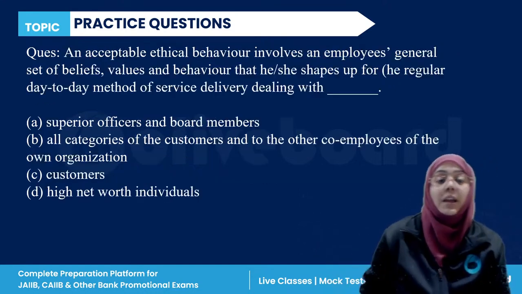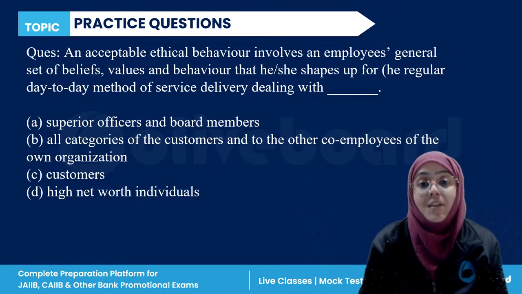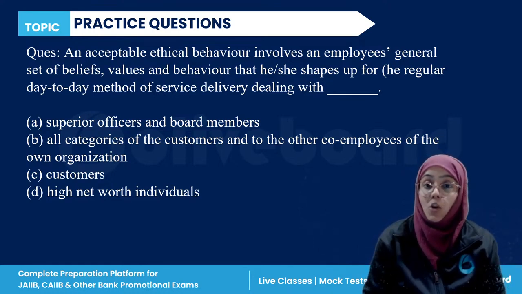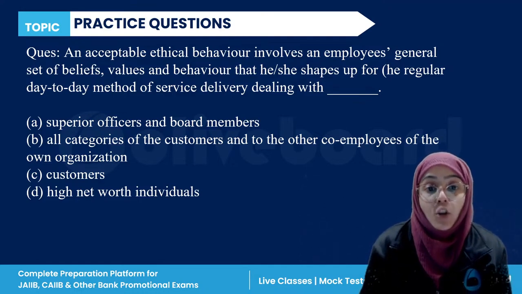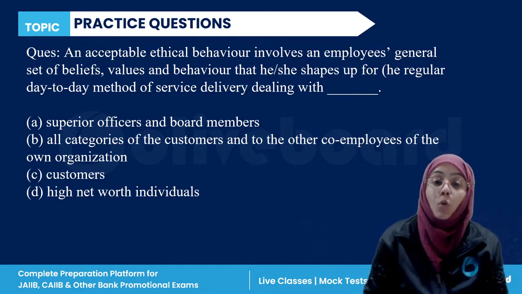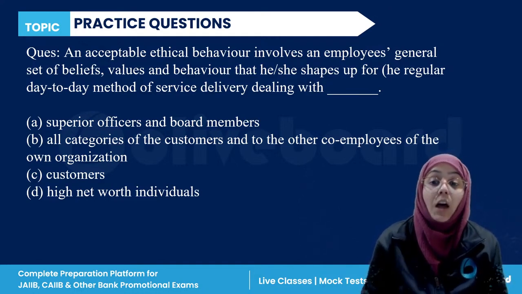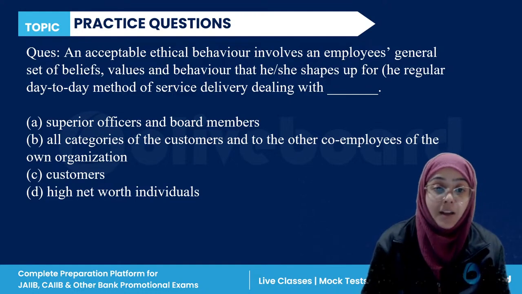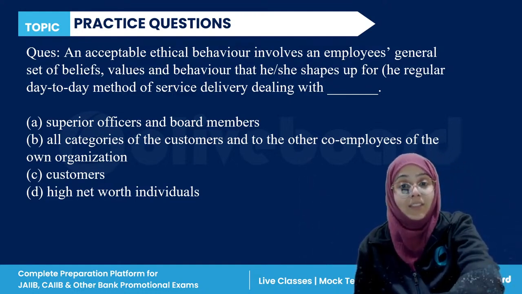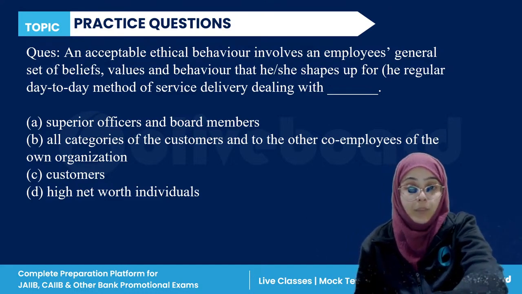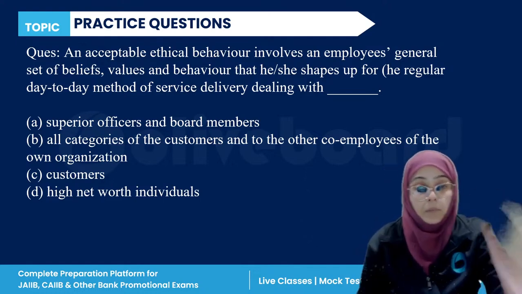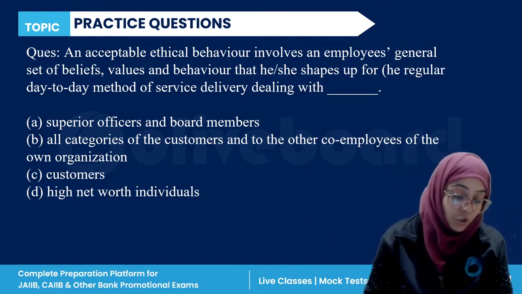True. Next question. An acceptable ethical behavior involves an employee's general set of beliefs, values, and behavior that he or she shapes for day-to-day method of service delivery, dealing with what? Dealing with superior officers and board members, all categories of customers and the other co-employees of their own organization, customers only, or the high net worth individual. Easy question. Just read out the question and answer it. Everyone, please answer this question.